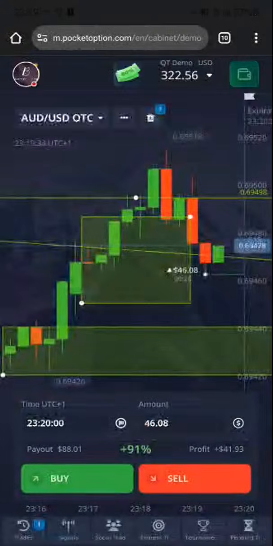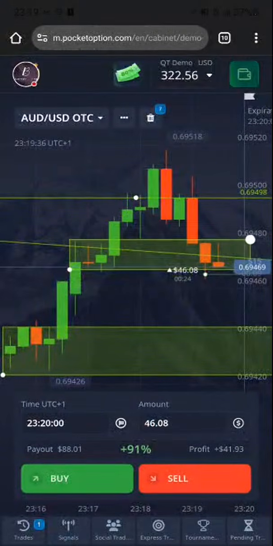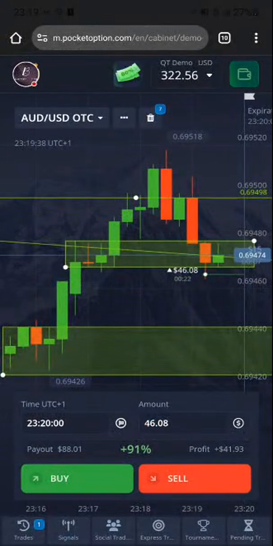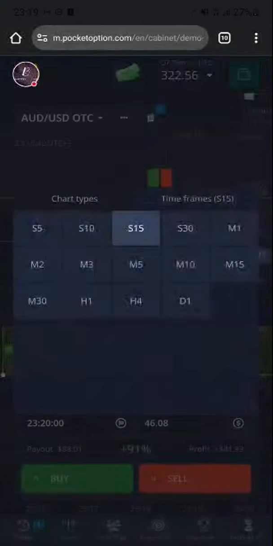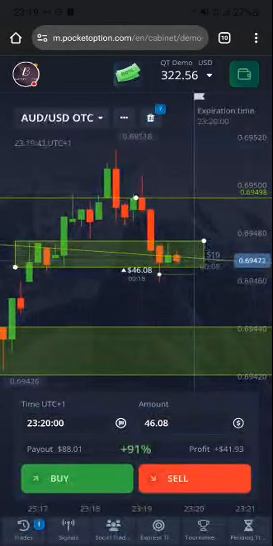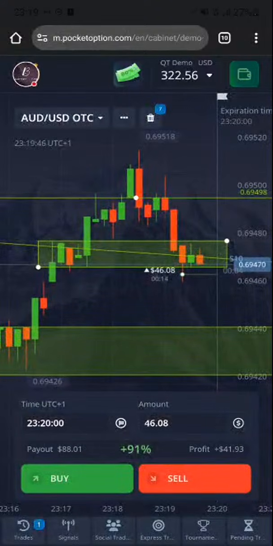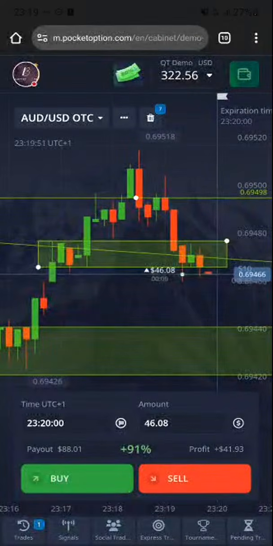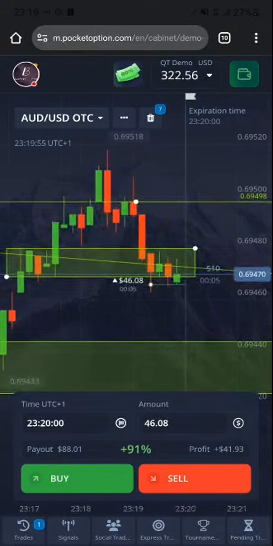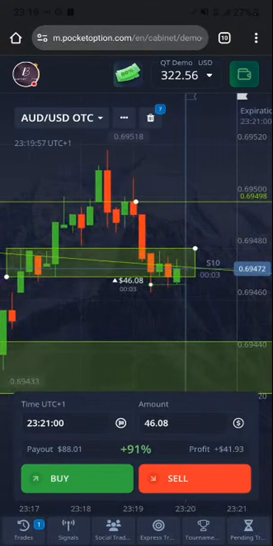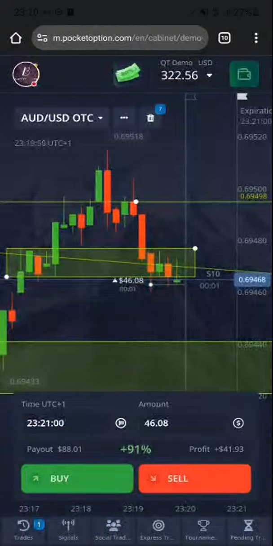I'll mark the entry so that you guys can see it. It's not a very sure entry like that, but you know what? I'll just mark it. Let's check S10. Okay, we have a better entry down here. A better one actually is down here. So if price comes down here, we can take the trade. But let me see if it will just retrace and not. We have 6 seconds left. So let's see if they would give us this trade.